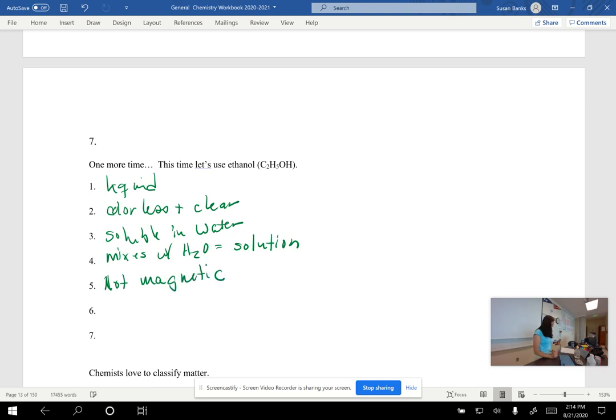Okay, number 6, will it react with hydrochloric acid? Let's see. I still have my beaker over here of hydrochloric acid that I had the magnesium in. Should we pour some in here? See if it reacts. No, it doesn't react with the hydrochloric acid. So non-reactive with hydrochloric acid.